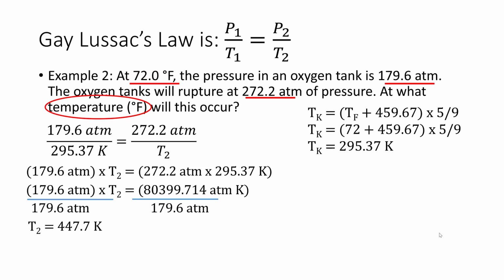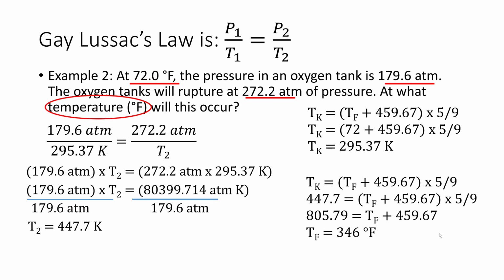But this isn't actually the end, because if you look back in the problem, it wants to know the temperature in Fahrenheit. And our work just told us the temperature in Kelvin. So we're going to need to convert back to Fahrenheit. And the work for that is shown in the bottom right. You have to plug in 447.7 for TK, and then you're going to have to solve. Right? You need to divide both sides by 5/9. Dividing both sides by 5/9 is the same thing as multiplying by 9/5. And then you'll subtract 459.67 from both sides to end up with a Fahrenheit temperature of 346 degrees Fahrenheit.